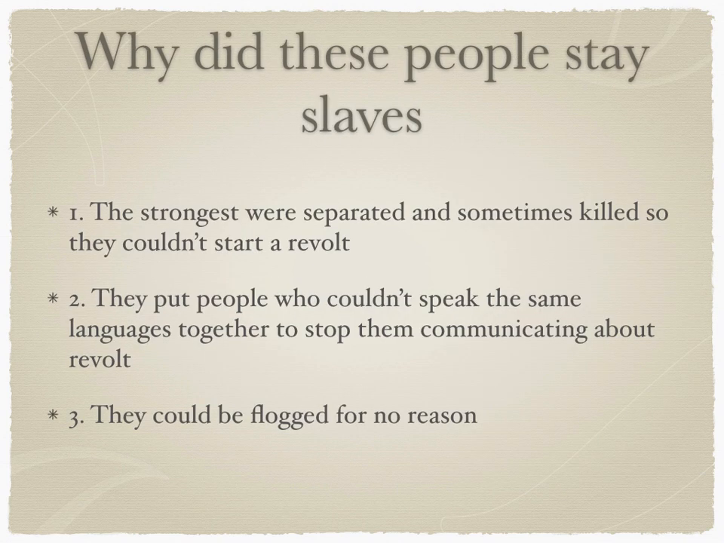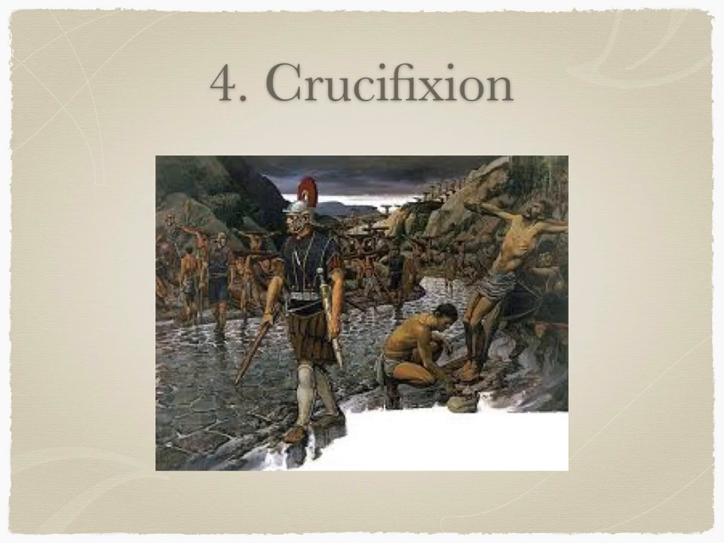You might ask then, why did these people stay as slaves? The Romans tried to make sure that they didn't have too many strong slaves in the same place. So when they conquered these armies and took the prisoners of war, they tried to split them up. They also tried to put people who spoke different languages together so that they couldn't communicate. But their main tool was terror. Slaves could be flogged on a master's whim, and slaves had a special kind of execution. This was known as the crucifixion, which is an agonizing way to die.